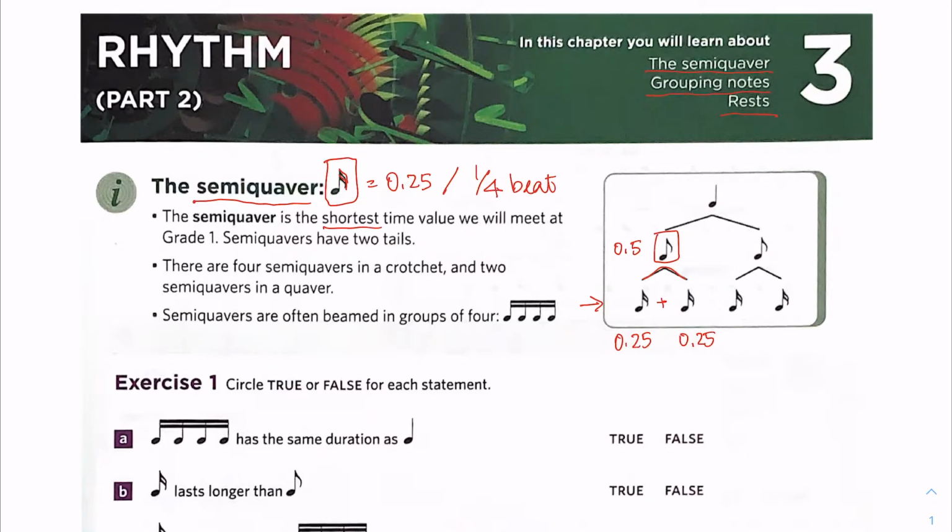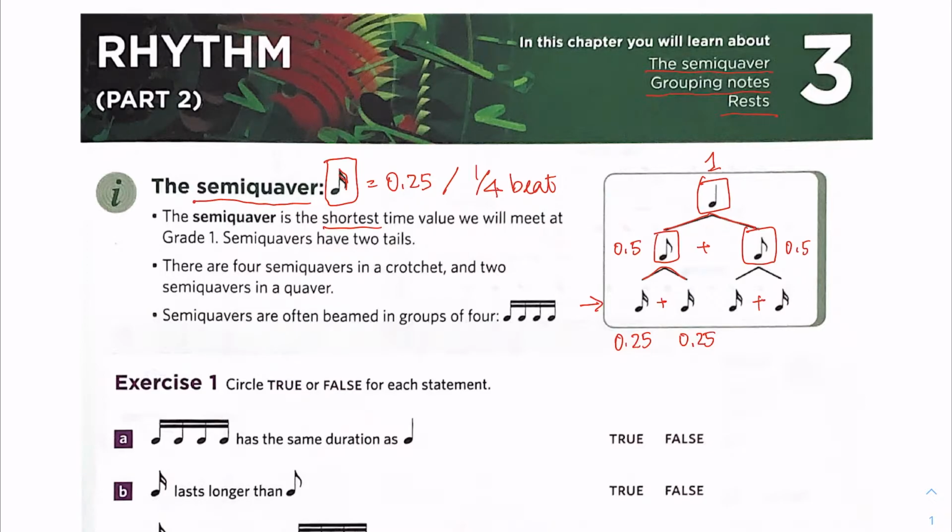On the right-hand side, we have 2 semiquavers as well. So 0.25 plus 0.25 equals 0.5. And when we add 2 quavers together, since each quaver is 0.5, 2 quavers make 1, which is a crotchet. So in a crotchet, there are 2 quavers and there are 4 semiquavers.